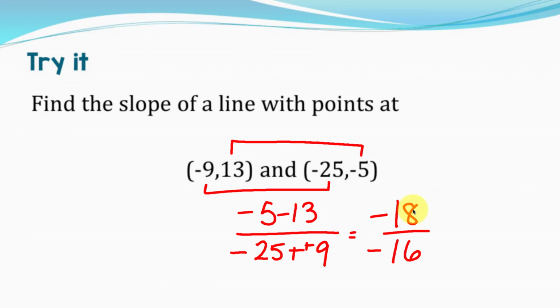All right, now I have a negative 18 over a negative 16. I do want to reduce that. So negative over negative becomes positive. 18 can be reduced. Let's see, that would be 9 times 2. This would be 8 times 2. Those 2's would cancel out, and I would get 9 over 8 as a slope. And that can't be reduced any further.